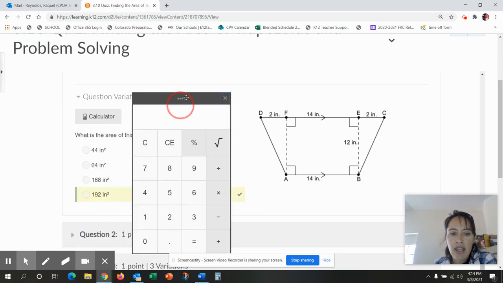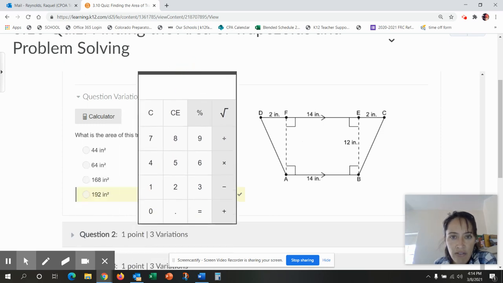Here we go again. Area of a trapezoid is 1/2 times the height times base 1 plus base 2 added together. So base 1 plus base 2, look, base 1 is 2 plus 14 plus 2, looks like 18 plus 14. Do you agree? I agree. Okay, this base plus this base is 32. Now we're going to multiply it by the height, which is 12.